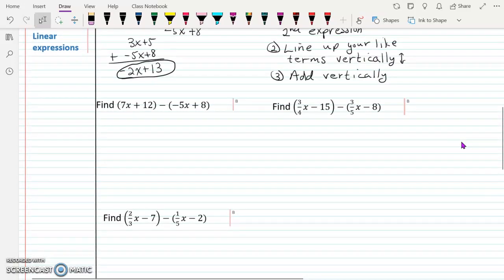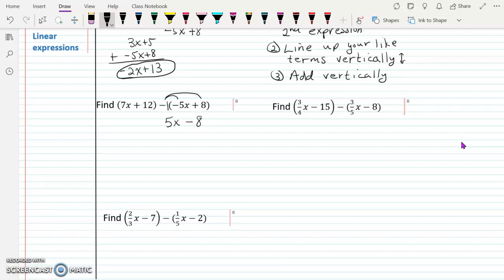So for this next lesson, I'm going to distribute the -1. So I'm going to go ahead and put a 1 right here. Distribute that. So I see -1 times -5. That's going to give me a positive 5x. I also see a -1 times a +8. That's going to give me a -8.